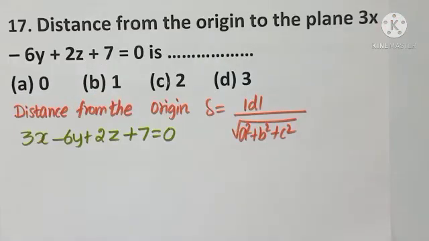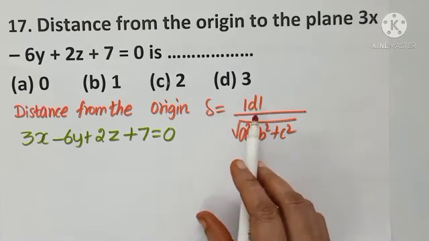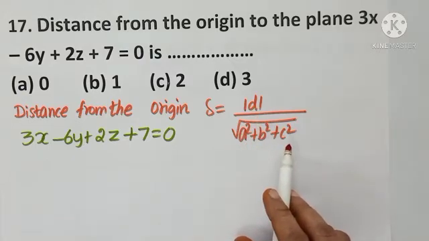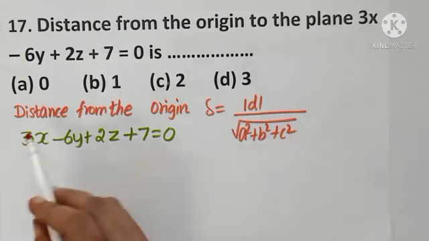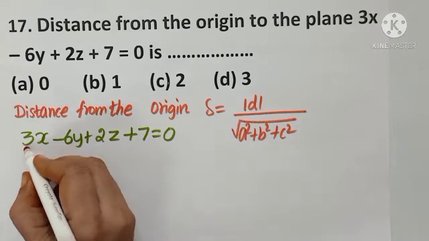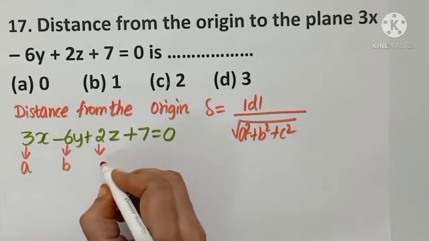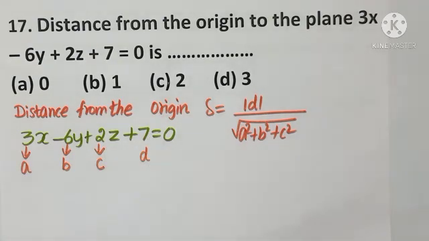Question number 17. Distance from the origin to the plane 3x minus 6y plus 2z plus 7 equals 0 is. We know the formula. Delta is modulus of d by root of a square plus b square plus c square, the distance from the origin to the plane. Given the equation, x coefficient we call a, y coefficient b, z coefficient c, and the constant I call d.